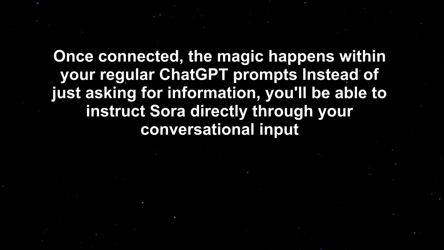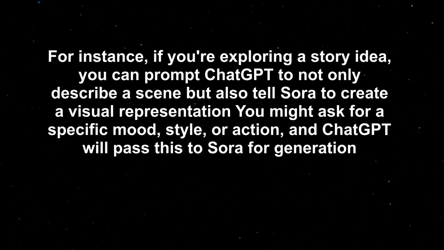Once connected, the magic happens within your regular ChatGPT prompts. Instead of just asking for information, you'll be able to instruct Sora directly through your conversational input. For instance, if you're exploring a story idea, you can prompt ChatGPT to not only describe a scene, but also tell Sora to create a visual representation. You might ask for a specific mood, style, or action, and ChatGPT will pass this to Sora for generation.